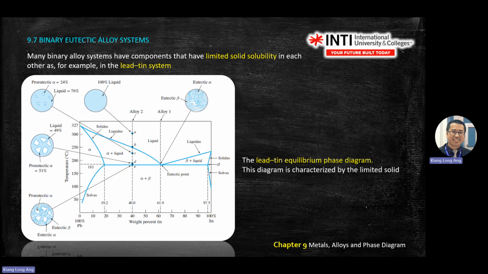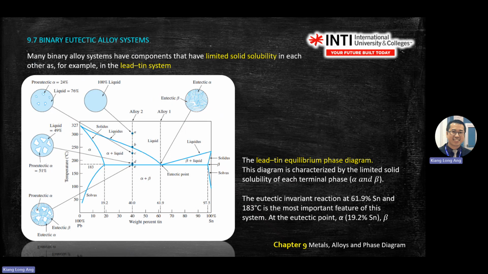Okay. So this is equilibrium phase diagram, means you cool down the object slowly and not rapid cooling. Okay. So diagram characterized by limited solid solubility in each terminal phase is either alpha or beta. Okay. So the eutectic invariant reaction is at 61.9% Sn and 183 degrees C is the most important feature of this system. The eutectic point, alpha and beta.